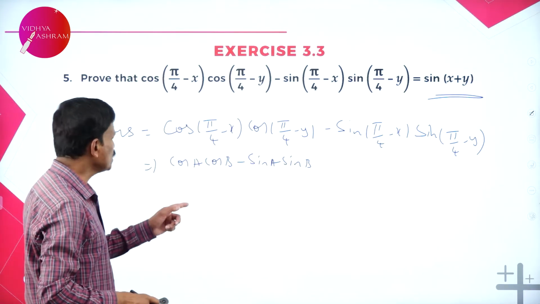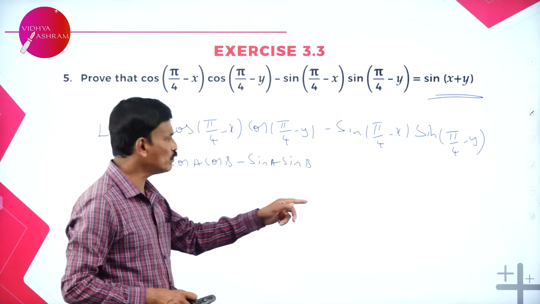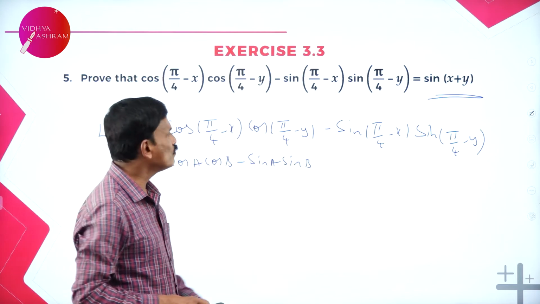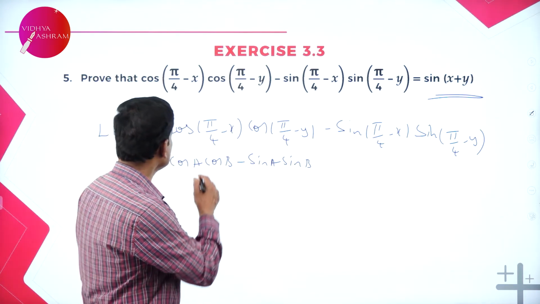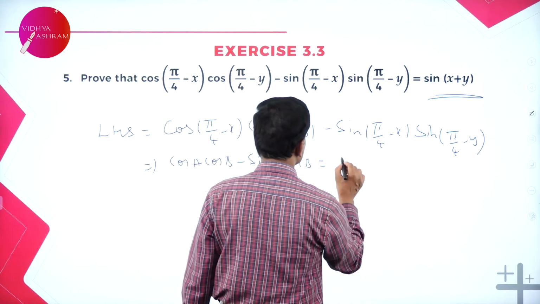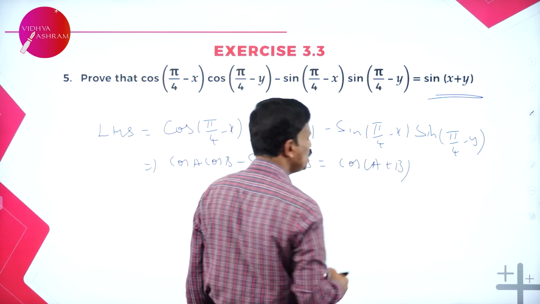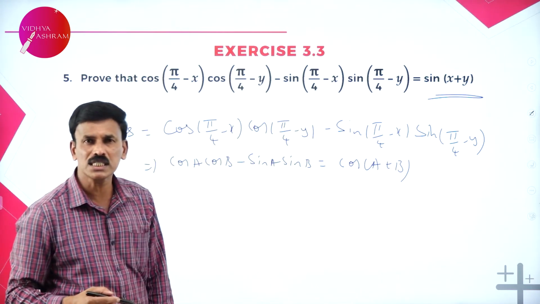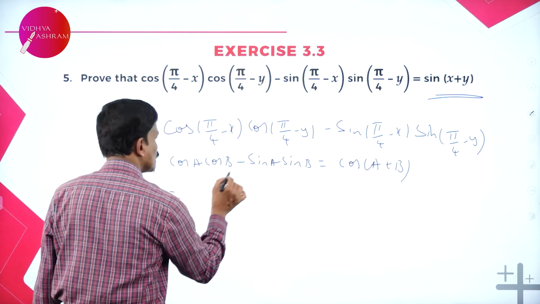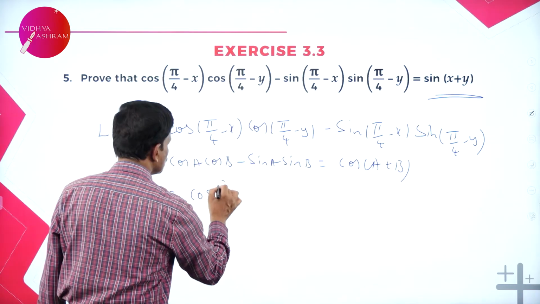See here, what is A? Pi by 4 minus x. What is B? Pi by 4 minus y. What is A in the sine term? Pi by 4 minus x. What is B? Pi by 4 minus y. So this is of the form cos A cos B minus sin A sin B. This is the formula for cos of A plus B. What is cos of A plus B? Cos of A plus B is cos A cos B minus sin A sin B. So the given equation LHS reduces to cos of A plus B.